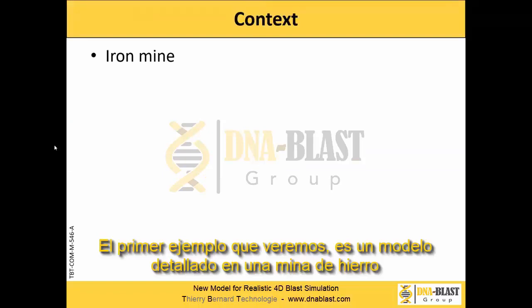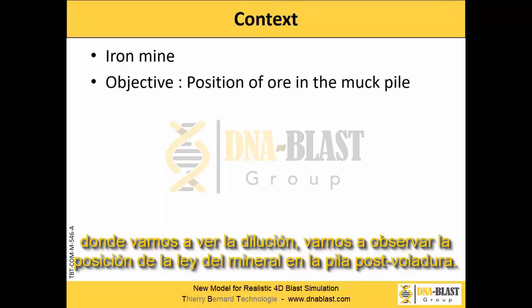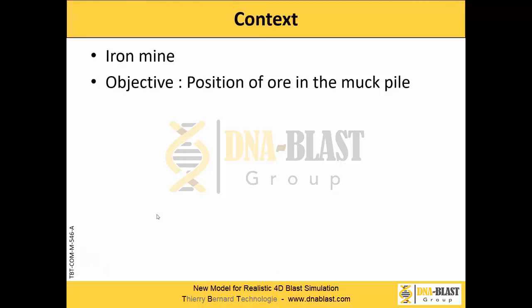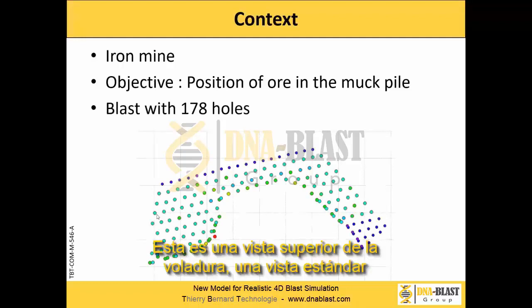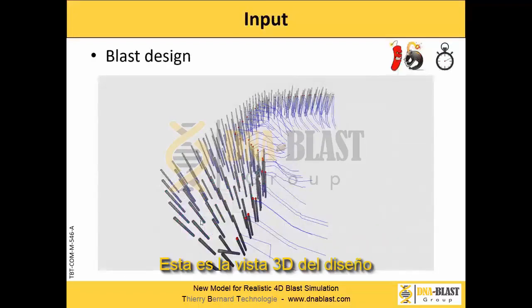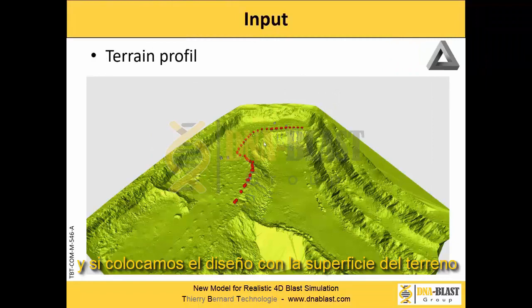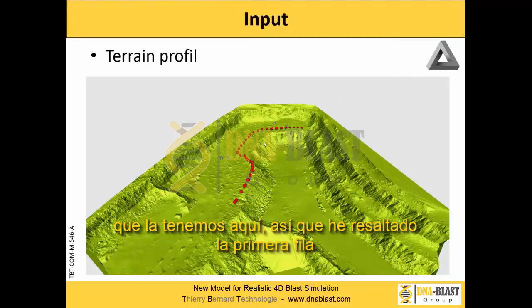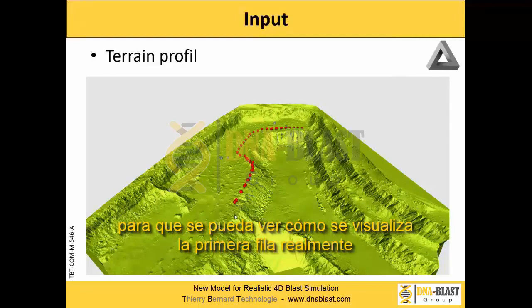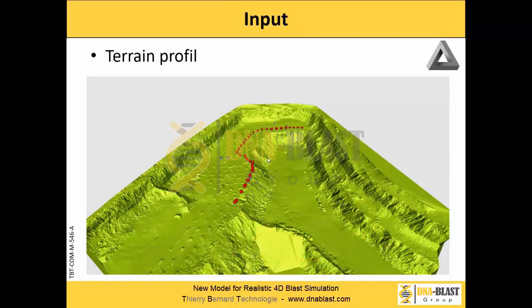The first example, we're going to see a detailed example in an iron mine, where we're going to look at the dilution, and we're going to see the ore grade location in the muck pile. This is a top view of a blast, very standard top view. You can see the blast, with different colors of the holes for different loading. This is the 3D view of the design. And if you put the design with the terrain surface, I have highlighted the first row here. So you can see here you get the first row, normal first row, and here you've got also normal first row. Here we've got some material in front of the first row. So the burden is very thick.